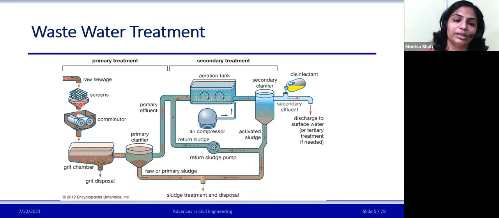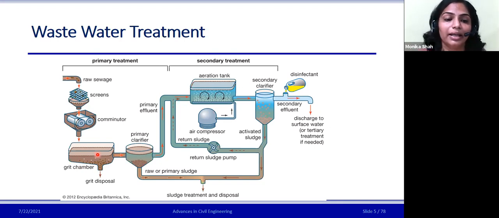After that, if you find particles of a bigger size that can pass through the gaps between the screens and you want to remove them, we will provide comminutors. These comminutors will break each and every component of these particles into a smaller size so that they can be easily settled. After that, it is going to be settled in the grit chamber. The grit chamber is the section where the heavier impurities should be settled out, but definitely not the organic ones, as the organic impurities are required in our secondary treatment.